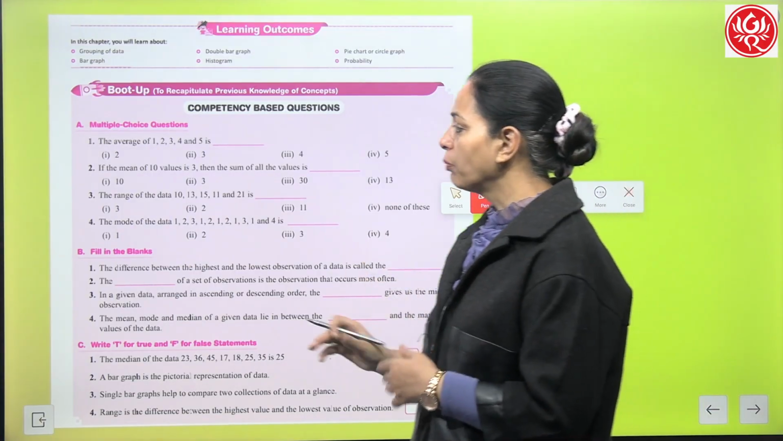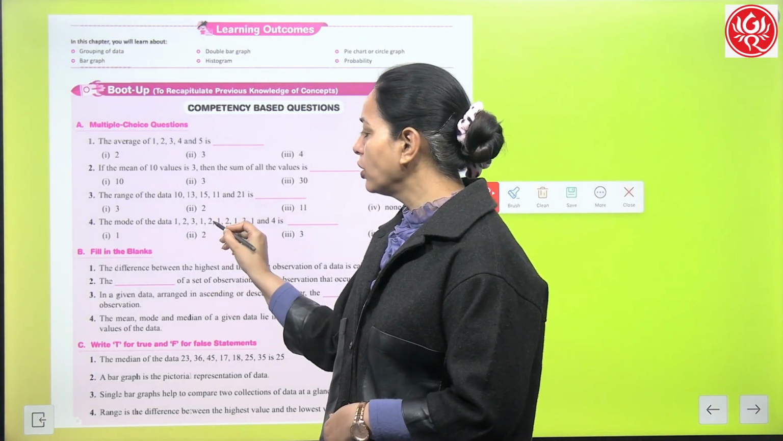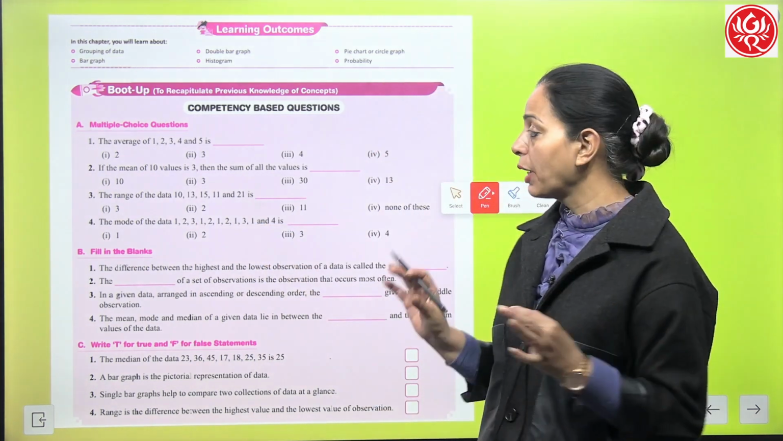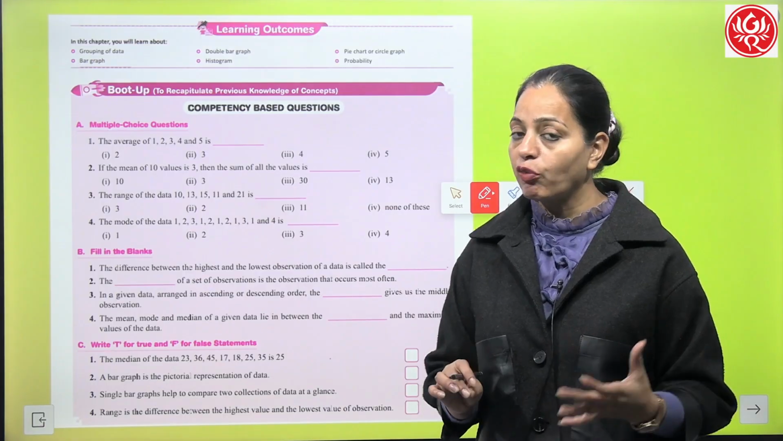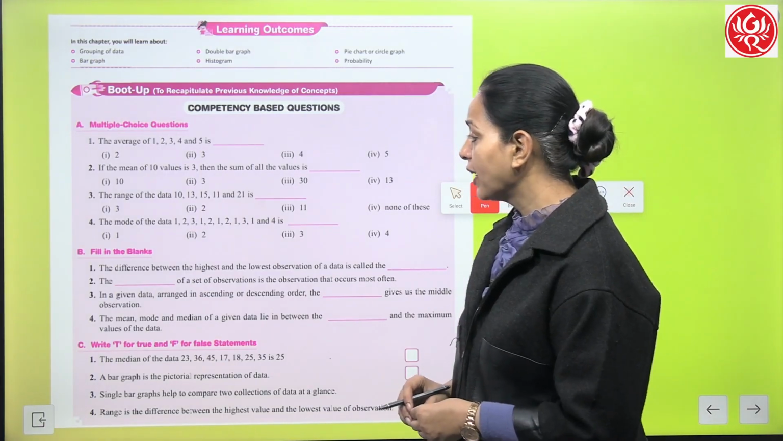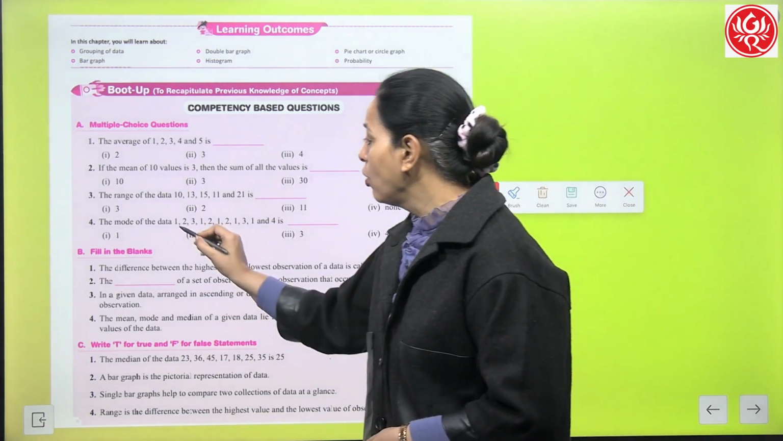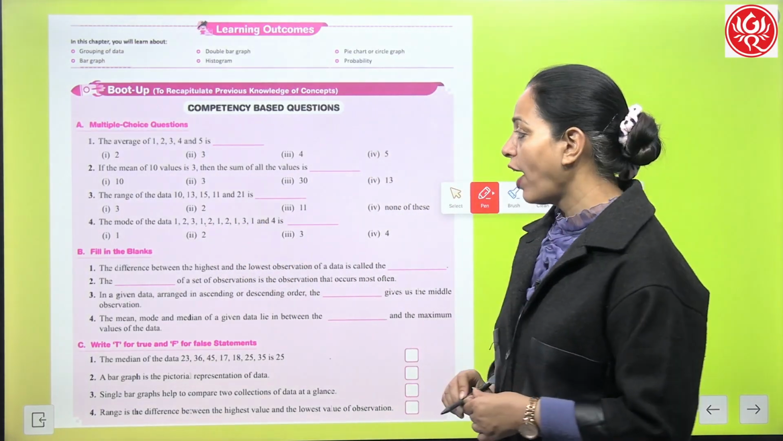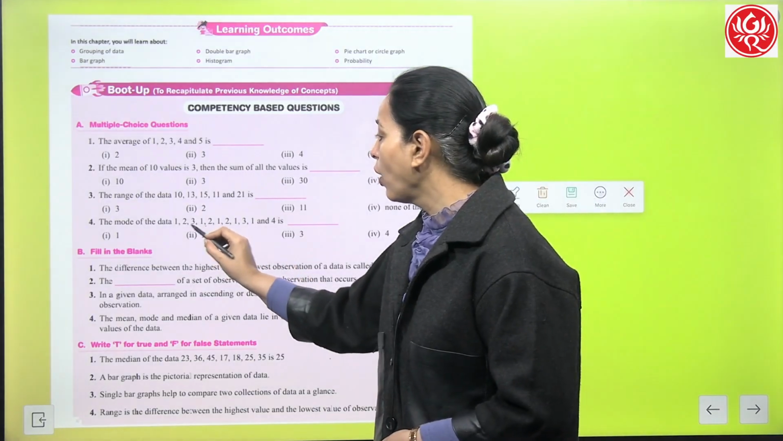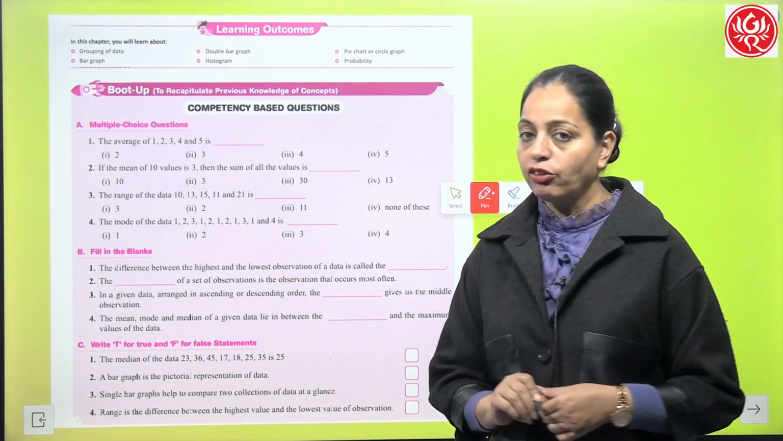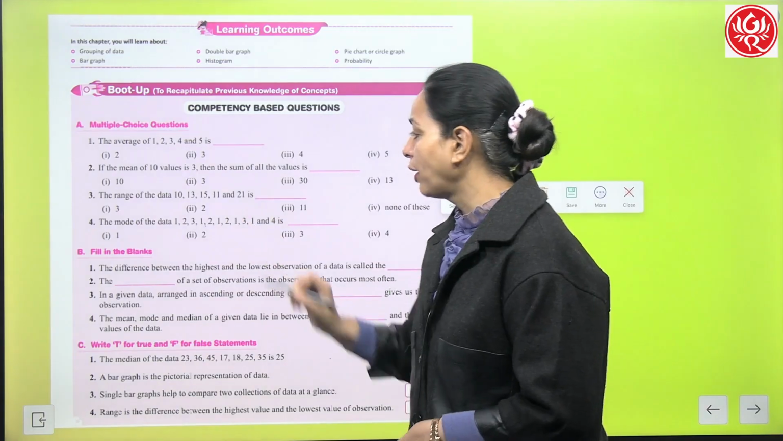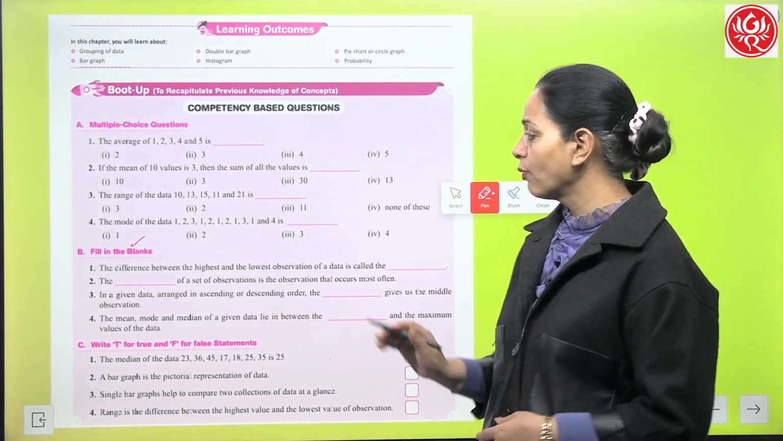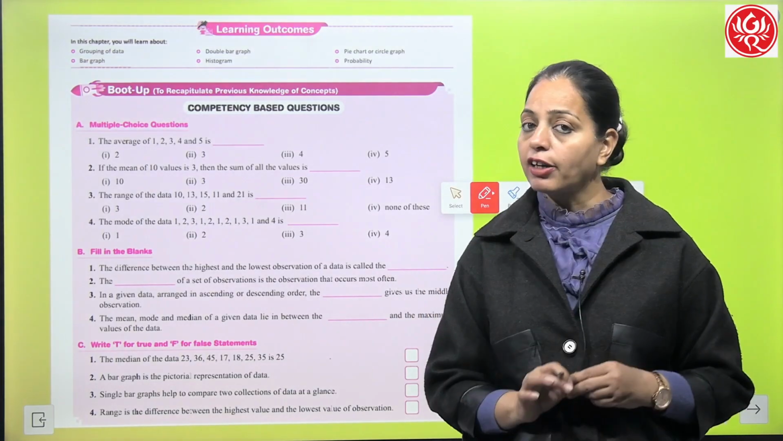The fourth one, the mode of the data 1, 2, 3, 1, 2, 1, 2, 1, 3, 1 and 4. Mode means the number which has maximum frequency. So which number is occurring more times? You can see here 1, 2, 3, 4, 5. 1 is occurring 5 times. 2 is occurring 1, 2, 3 times and 3 is occurring 2 times. So mode is 1, right? So the answer is 1. Now come to B part, filling the blanks.